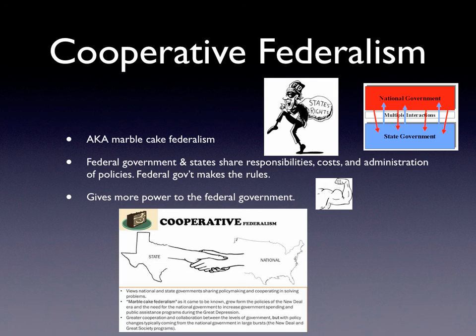So who is getting stronger as a result of cooperative federalism? The answer to that is very, very simple. It is the federal government. They are getting more power, and in fact, they are taking away power from the states. So if you are a person that believes in states' rights, would you like cooperative federalism? The answer is no, you probably would not. So people who favor cooperative federalism tend to be people who favor greater national government power. People who favor states' rights tend to favor dual federalism.